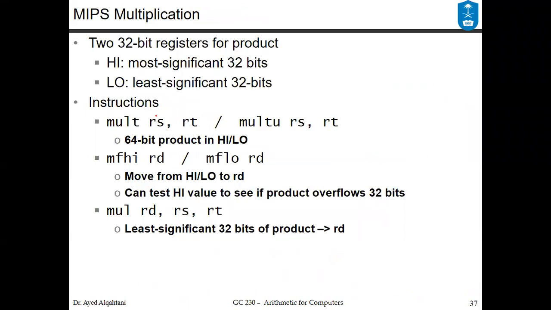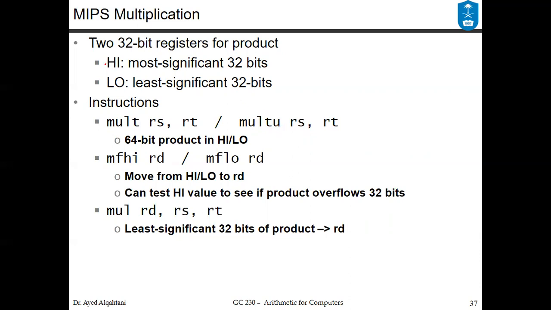Now, in the MIPS ISA, we have the multiplication instruction, where you have two 32-bit registers for the product. You have high and low. High is the most significant 32 bits, and low is the least significant 32 bits. The instruction is called mult. That's if RS and RT, the two source registers, the two operands, are signed numbers. If they are unsigned, you can use multu.